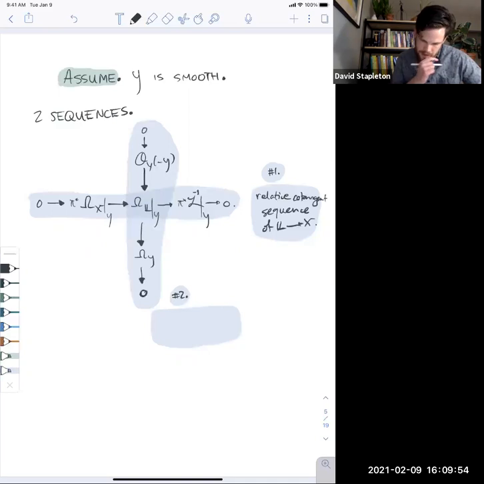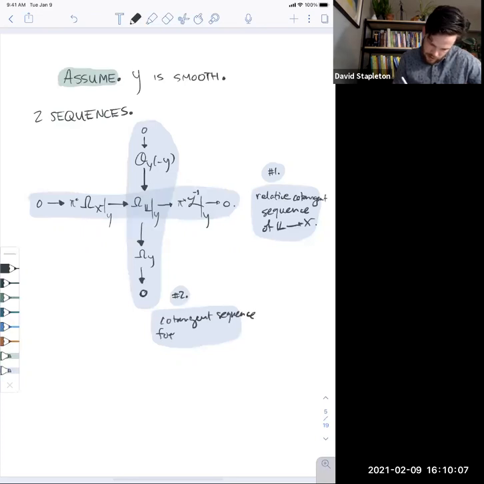Okay, so we have these two sequences. We have the relative cotangent sequence of L to X, and we have number 2, which is just the cotangent sequence for Y living inside of L. And I want to use these sequences, these are the most obvious sequences, and I want to show how you can see these holomorphic forms arising from these sequences.